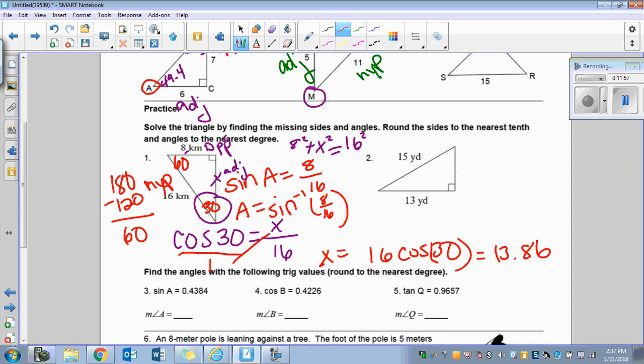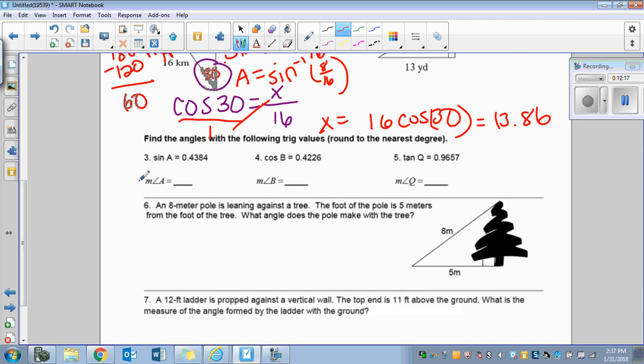If they asked me for a square root, maybe simplest radical form, I could not use trig. I would have to use either my ratios or the Pythagorean theorem. You could use your ratios on that. It's a 30, 60, 90. All right, guys, try number 2. Try it out.